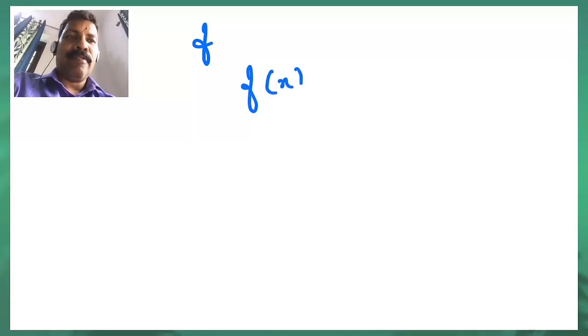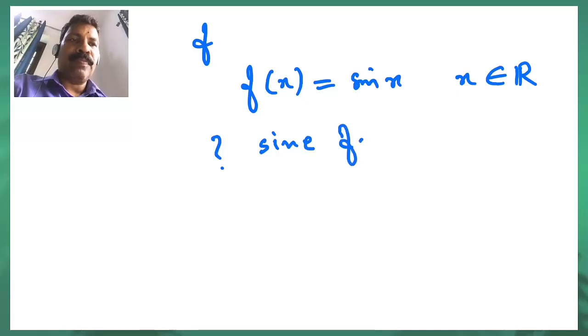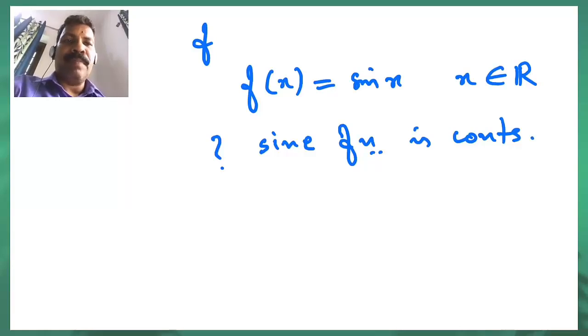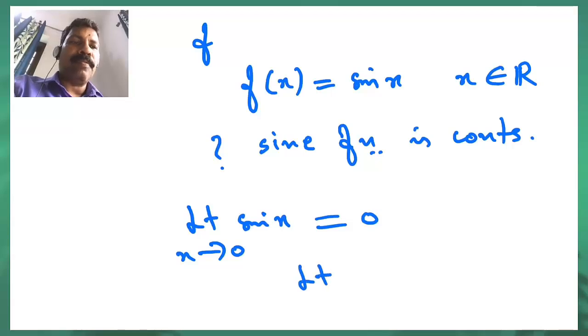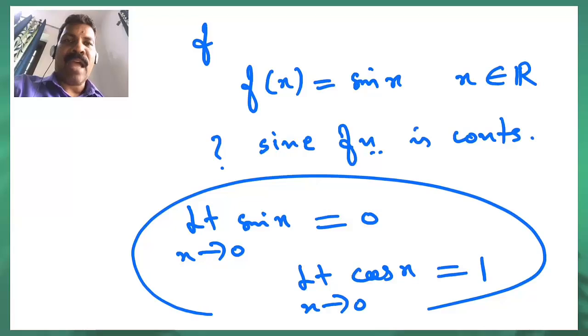Now let us consider the function f defined by f of x is equal to sin x for all x element of real numbers. That is the sine function. We are going to prove that the sine function is continuous. Prior to that, we want some basic results, that is limit of sin x as x tends to 0 is 0, and the limit of cos x as x tends to 0 equals 1. So we shall have certain visualization for that and shall come back.